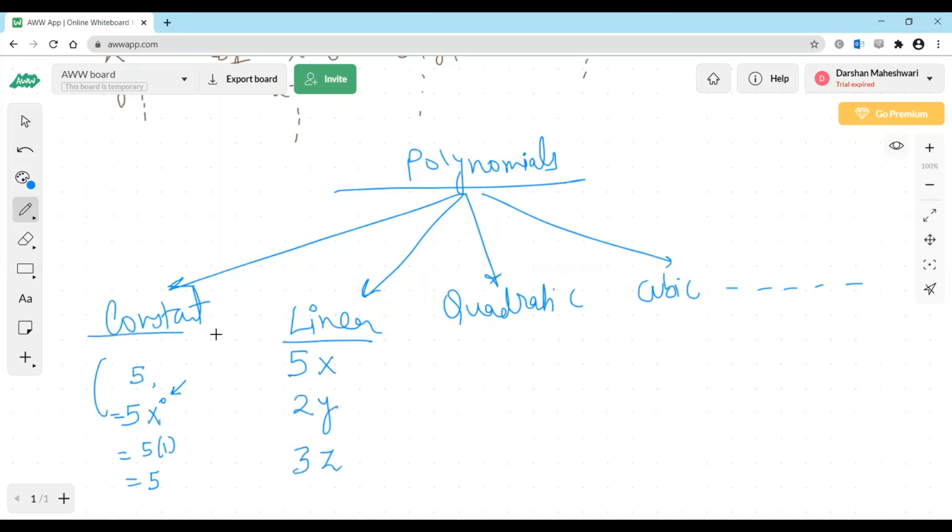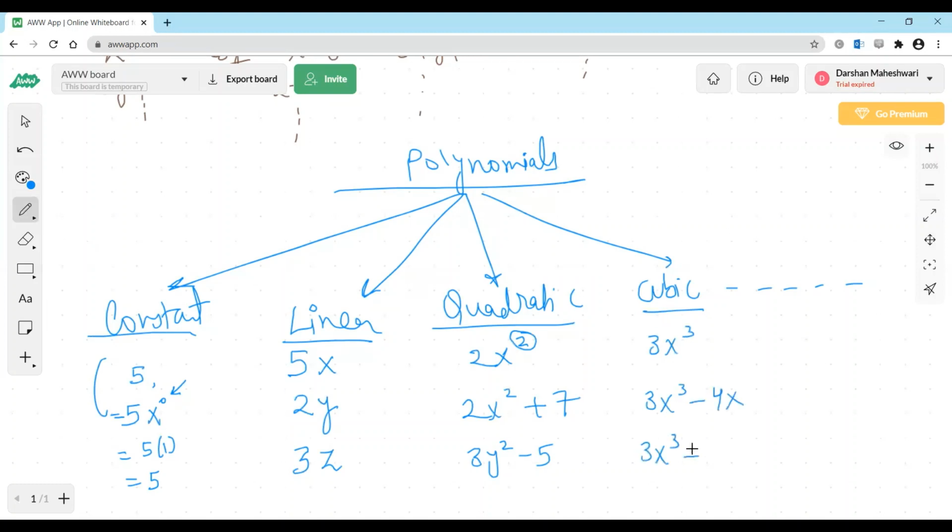Likewise, quadratic means the degree is 2. For example, 2x square is a quadratic. 2x square plus 7 is also a quadratic. 3y square minus 5, this is also a quadratic. So all these are quadratic, meaning the degree is 2. Likewise, cubic: 3x cube, 3x cube minus 4x, 3x cube plus 2 plus 5x. This is also a cubic. And likewise, there are various other terms.